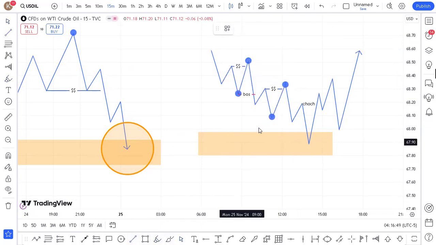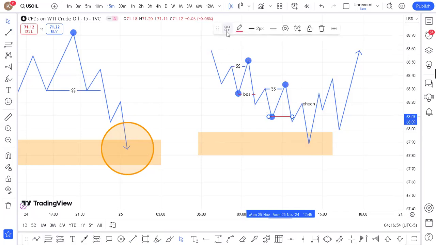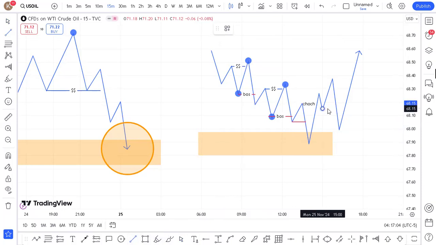BOS and BOS here. Man, it's been long since we did this.